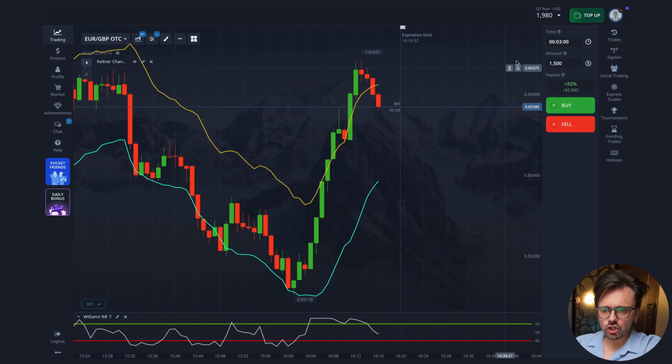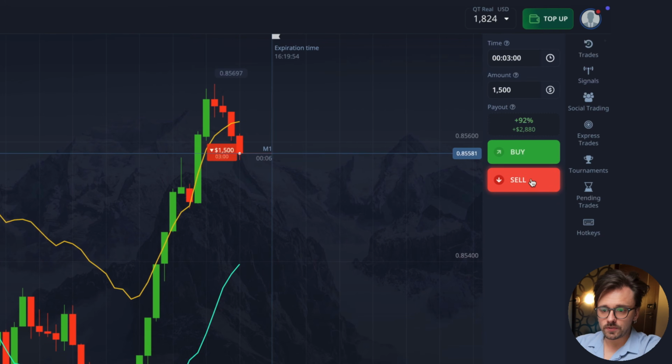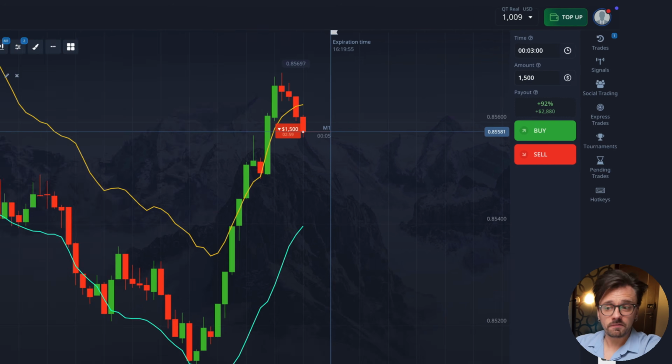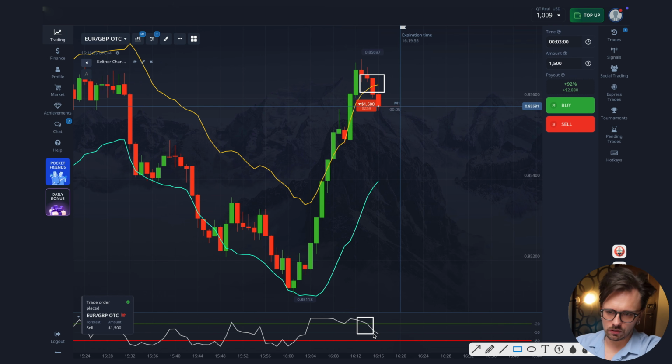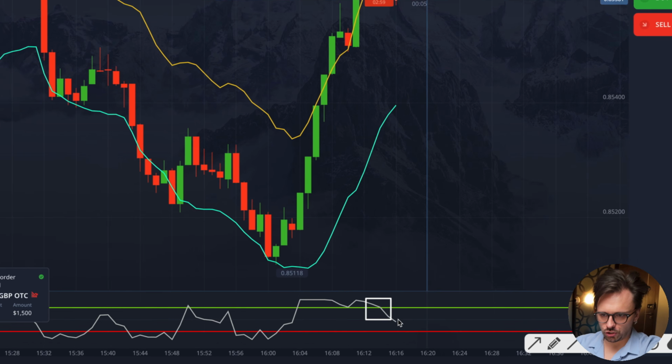So let's keep going. I'll slowly build it up. Looking at the chart, I see a solid opportunity, so I'm opening a sell for $1,500. Watch closely. Keltner channel shows price broke above the yellow upper boundary, and the next candle sharply reversed down, re-entering the channel. That's a clear overbought signal, likely followed by a downward correction.